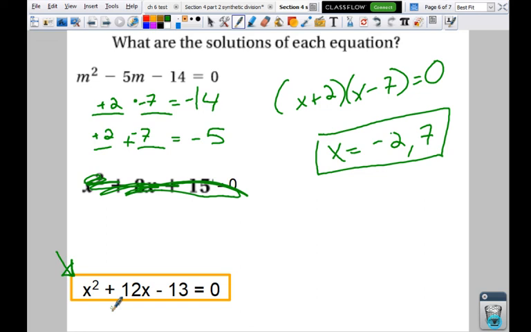Alright, let's go through this one. So let's go through DeAndre. What are your two parentheses? X plus 13 and x minus 1.